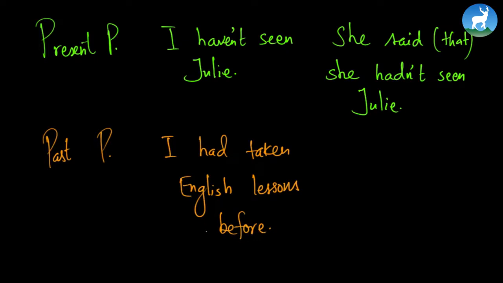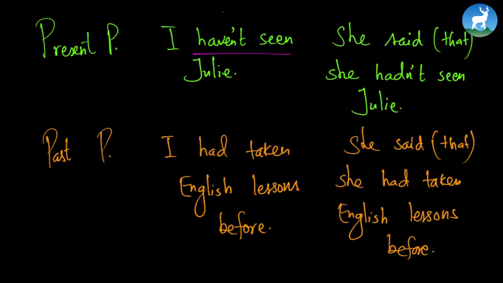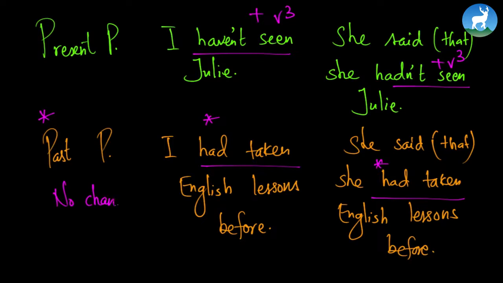Oh, I'm only bluffing. Reported speech is: she said that she had taken English lessons before. Haven't seen, haven't plus V3, is finally converted into hadn't plus V3. Had taken is not changed. So this is a special case. In past perfect tense, there is no change at all.